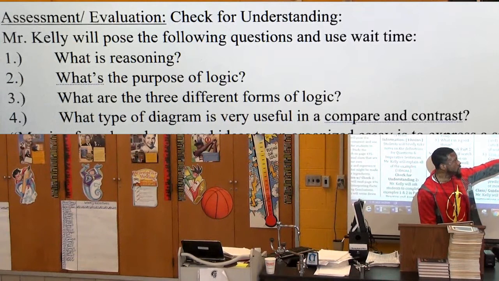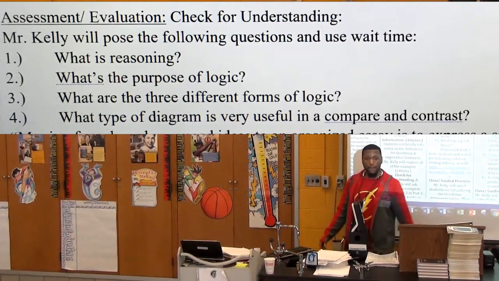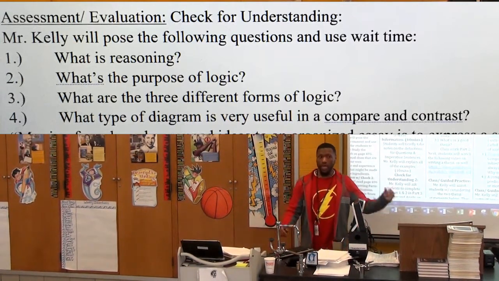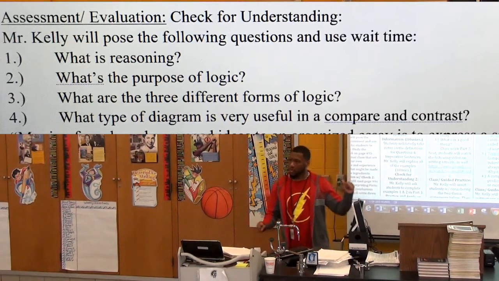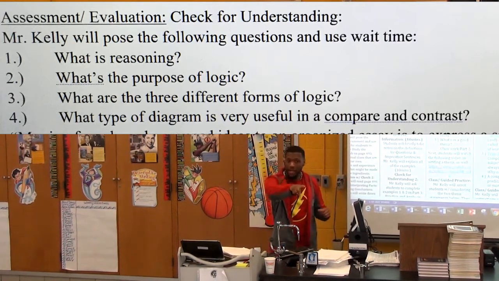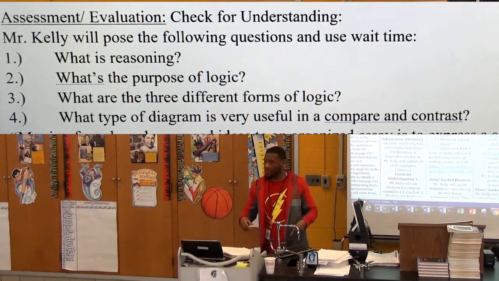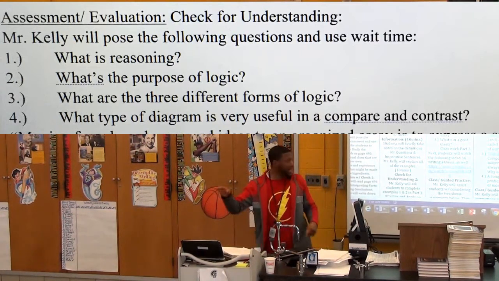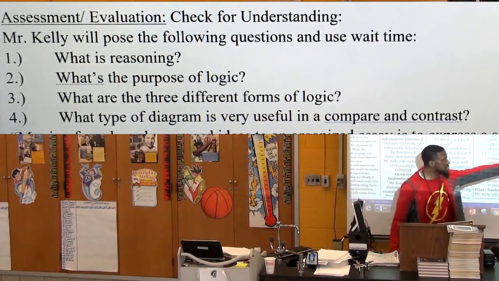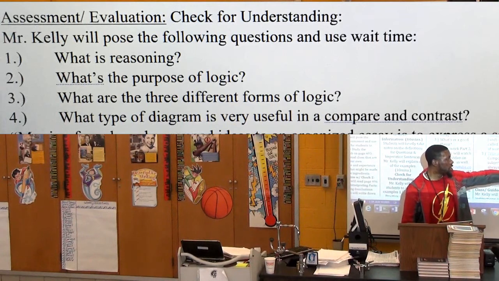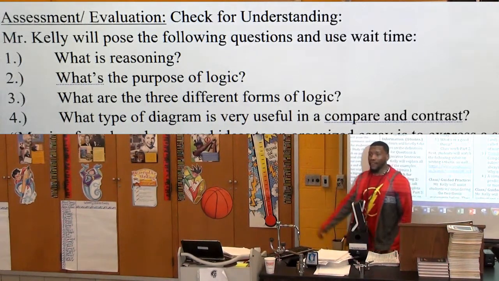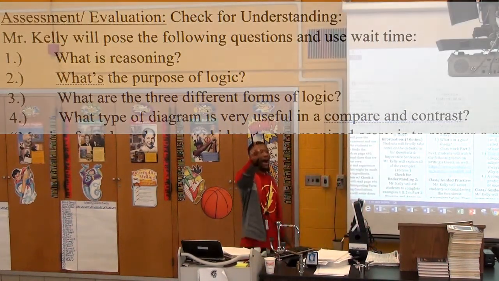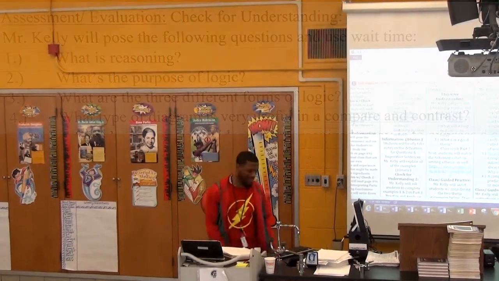Okay. And the last two. What are the three different forms of logic that we wrote down? What are 3 different forms we took notes on? Compare and contrast. Cause and effect. Analogy. And an analogy. Last one. What type of diagram is very useful in a compare and contrast? Venn diagram. Venn diagram. You won! Have a great weekend!